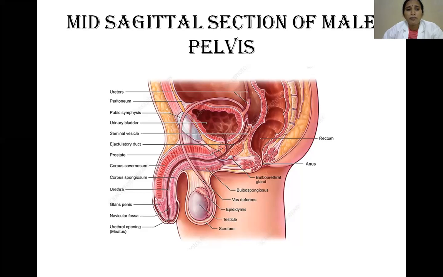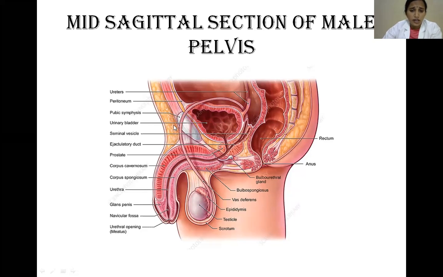Usually we will prefer the mid-sagittal section of male and female pelvis. So what are the structures present in this mid-sagittal section, from anterior to posterior? First, we should say the bones. This one is the pubic symphysis. Anteriorly, you are going to see the pubic symphysis. Posteriorly, this is the sacrum, consisting of the sacral canal, and this is the coccyx. So anteriorly pubic symphysis, posteriorly sacrum with coccyx. These are the two bony structures guarding the pelvis.